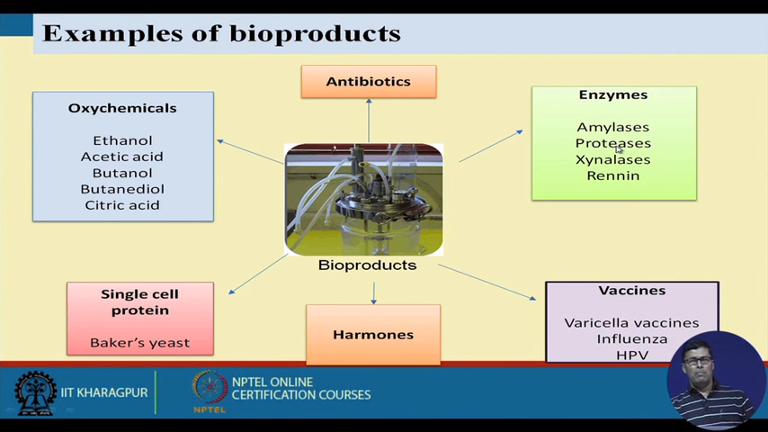Different enzymes can be used not only for the pharmaceutical industry, but also for industrial processes like high fructose corn syrup formation. So, we have amylases, proteases, gelatinases and rennin. Then we have vaccines, which are nowadays very important to protect our babies, because different types of vaccines are usually applied to babies so that they can be free from certain diseases. Hormones are used particularly in the agriculture sector to improve agricultural growth to a great extent. Then single cell protein, like baker's yeast, is largely used by the baker industries.